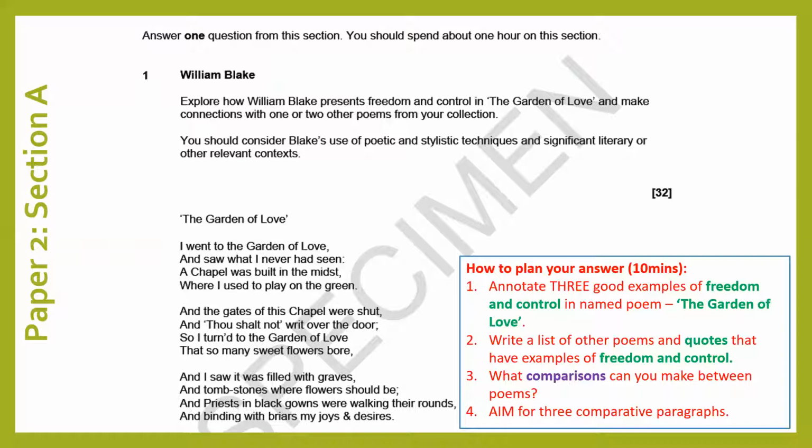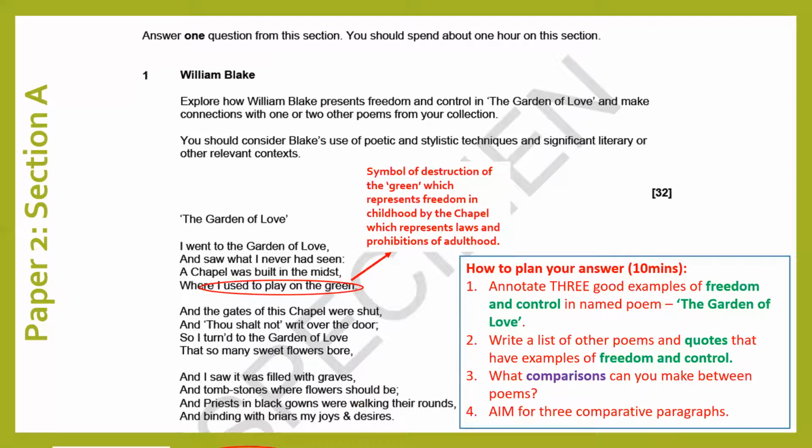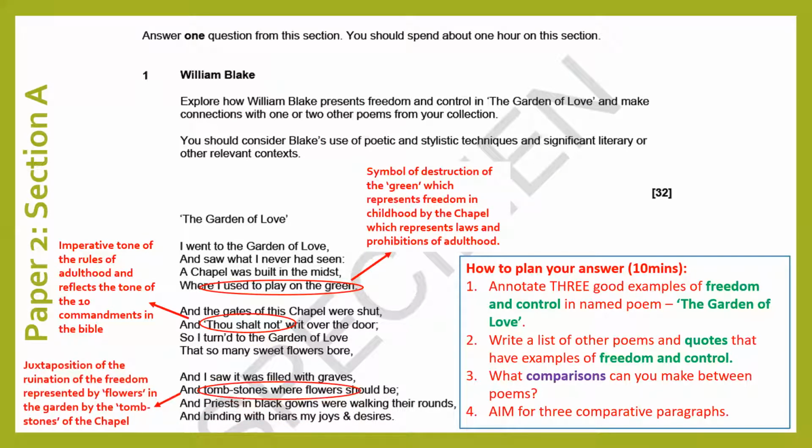So we're planning. We're planning because we want the 3 best quotes from this poem that show freedom and control. And then as we're annotating those, what will start to happen is we'll start to remember the other poems that have a similar theme or a similar topic and similar images. Therefore, that would sink into Blake's style. Because if he uses a similar image or a similar imagery throughout poems to show a significant idea, then you're looking at a connection already. So the first thing we do is annotate 3 examples of freedom and control in this poem. So let's find some. So I found these 3.